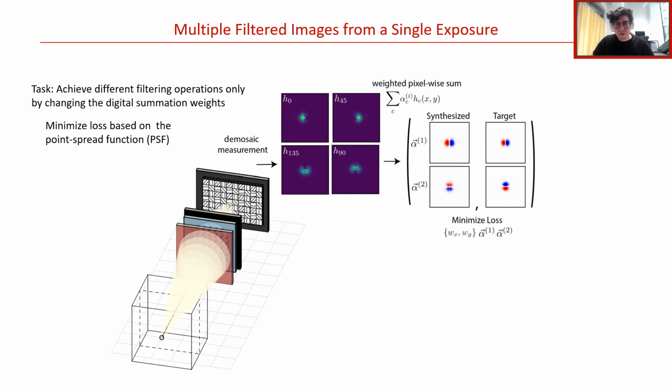We first began with the case of applying different filters by changing only the digital summation weights. An important idea here is that the filtering operations encoded by our camera can be fully defined by specifying the point spread function. The point spread function is the intensity produced and measured at the photosensor in response to an ideal axial point source. In this case, we can simplify this task by assuming the point source to be in the far field and by considering monochromatic light. Because we have 4 polarization channels, we may say that our camera is characterized by a set of 4 point spread functions, as shown in this diagram.